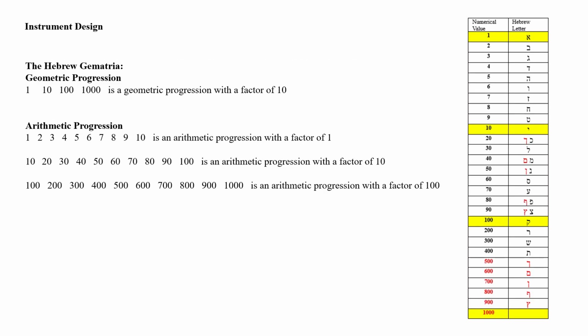Consider the Hebrew gematria. 1, 10, 100, 1000 is a geometric progression with a factor of 10. 1, 2, 3, 4, 5, 6, 7, 8, 9, 10 is an arithmetic progression with a factor of 1. 20, 30, 40, 50, 60, 70, 80, 90, 100 is an arithmetic progression with a factor of 10. 100, 200, 300, 400, 500, 600, 700, 800, 900, 1000 is an arithmetic progression with a factor of 100.